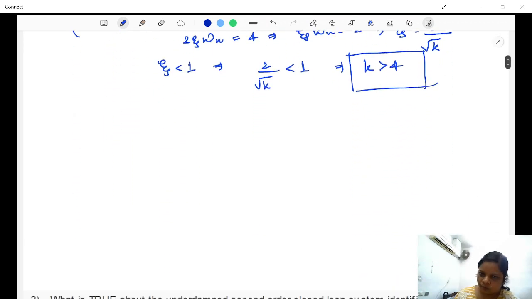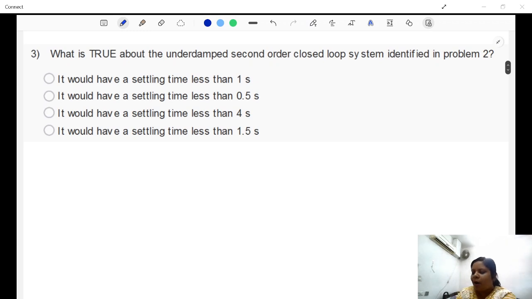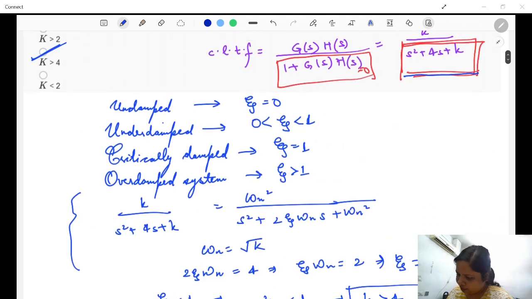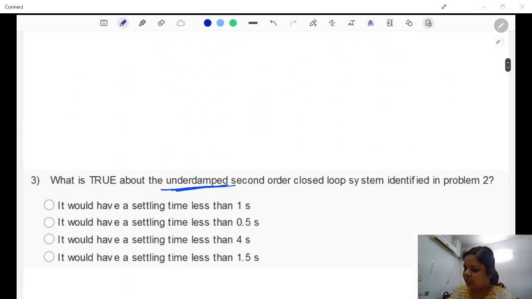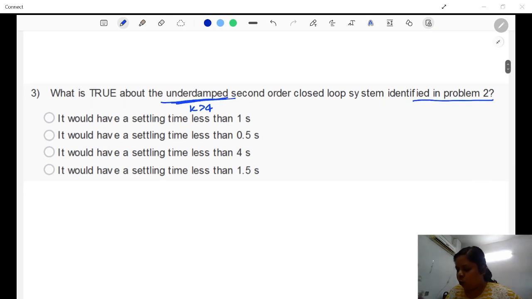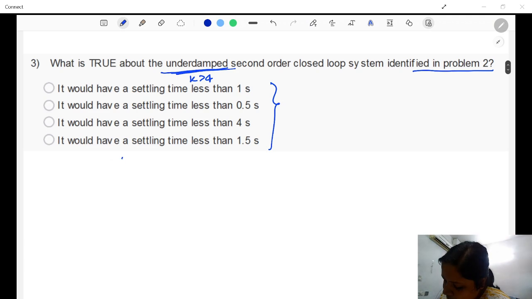You'll be revising the concepts a lot today. What is true about the underdamped second order system? See, the question is already saying underdamped. So for sure, when we had underdamped here, we said that k should be greater than 4. So this is a constraint already there. Now we'll proceed. For the second order system identified in problem 2, what is true? The questions are about the settling time. So let's find out the settling time. What is settling time?